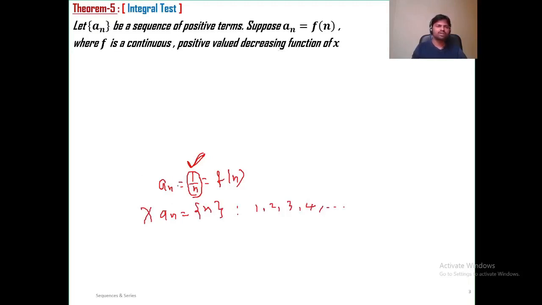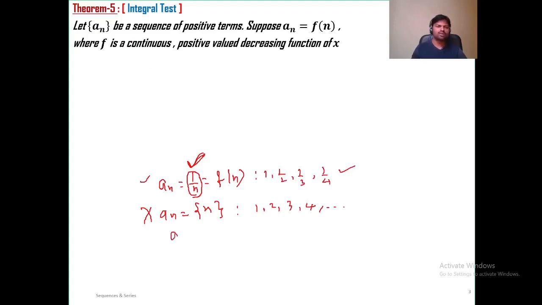So if you take 1 by n, what are the terms? 1, 1 by 2, 1 by 3, 1 by 4, like this. Now clearly it is decreasing. Therefore, this kind of sequence is allowed in this theorem. And not only that, it should be positive valued. Look, each and every number is a positive number. Negative numbers we should not take.